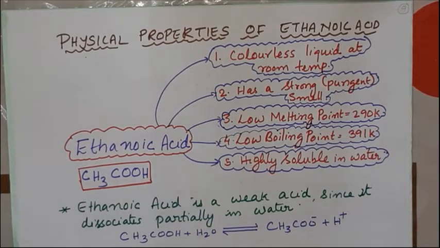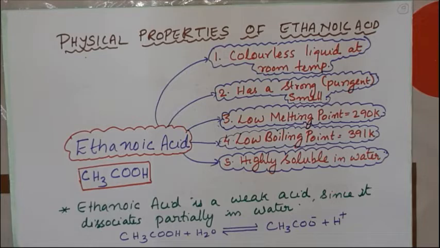Then about its smell, it has a very strong smell. We call it a pungent smell. You should never inhale ethanoic acid directly. This substance has a very low melting and boiling point. As you can see here, 290 Kelvin is its melting point and 391 Kelvin is its boiling point.